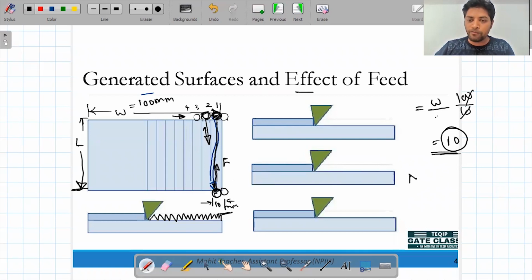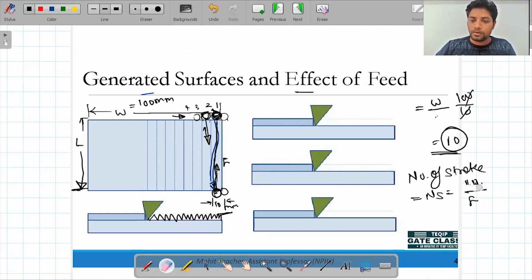Okay, so that number of strokes, that is NS I am writing, that will be equal to the width of the workpiece upon the feed. What is the width of the workpiece upon feed. Now feed is what? Feed is that, now this, we are calling it as a stroke. Okay, and during this time only the material is removed.